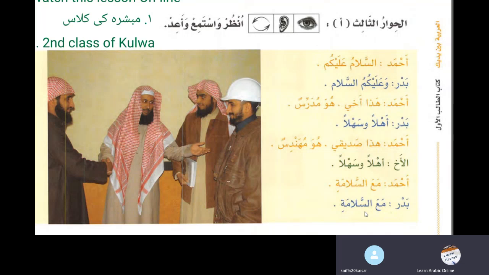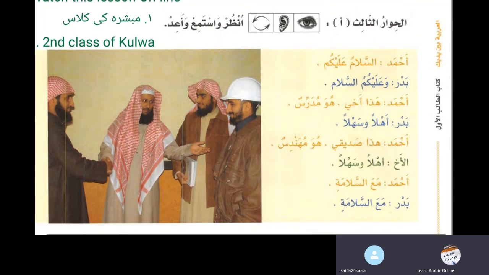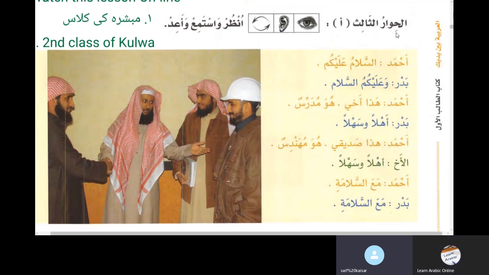Do you have any question? Student: What is the meaning of the sixth and first word? Al-Akh, the brother. Akh means brother, and Al means the. Now read again from this point.